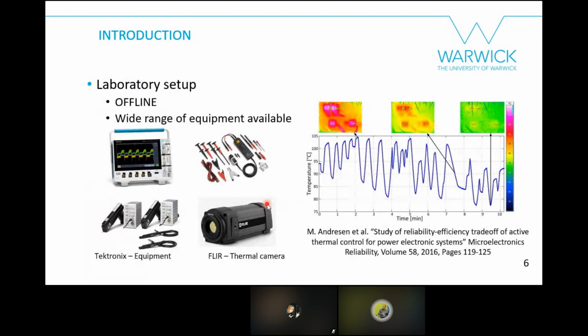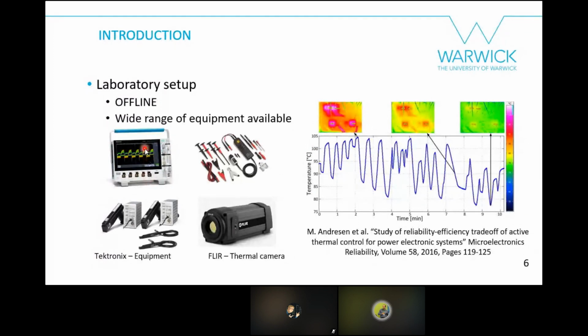So you can do this in the laboratory. So it's usually called offline. And you have a wide range of equipment available for that end. So you have scopes, voltage probes, current probes, you have thermal cameras. So in the laboratory, it's really easy to open a module and check the temperature of the chips during operation, how they evolve because of the different power dissipation. So you can measure things easily.